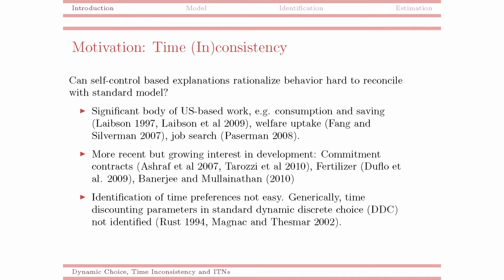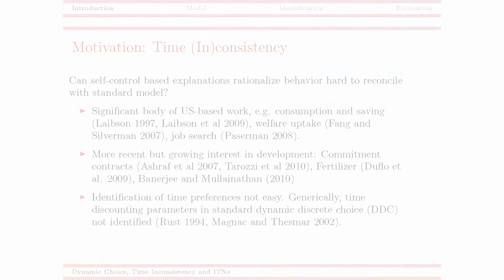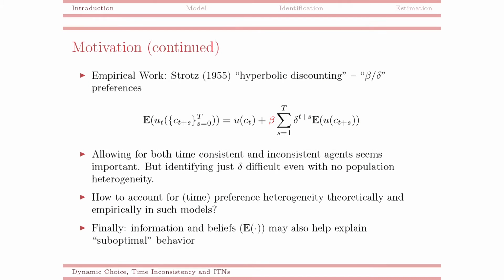One of the issues that comes up with these literatures is that, in general, the identification of time preferences isn't straightforward. We know, at least going back to Rust 94, that time discounting parameters in standard dynamic discrete choice models are not identified. So almost all of the empirical work on time inconsistency has been done within the beta-delta model, or the Strotz model of hyperbolic discounting.